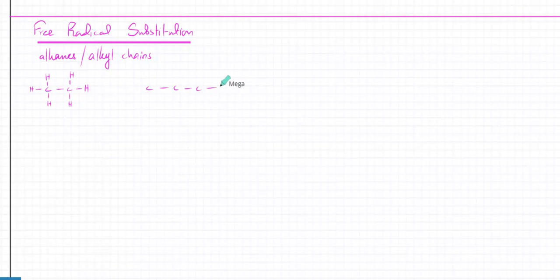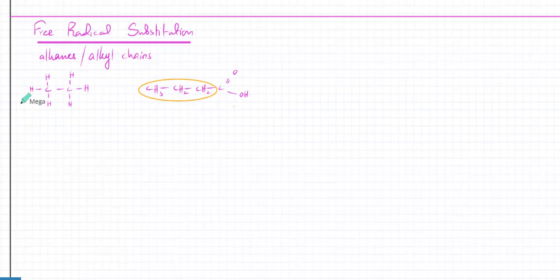or if you have butanoic acid, with a double bond O and OH, this carbon has two hydrogens and this one has three hydrogens. So this part is an alkyl chain. The reaction will also happen with an alkyl chain. It's going to be exactly the same.